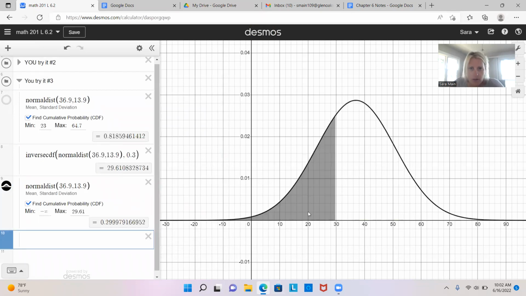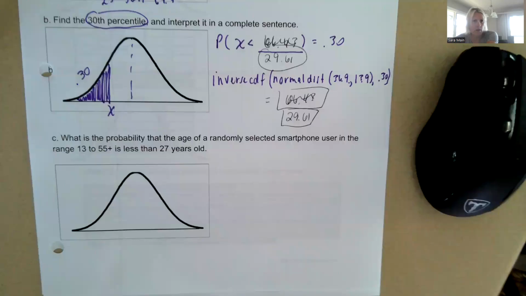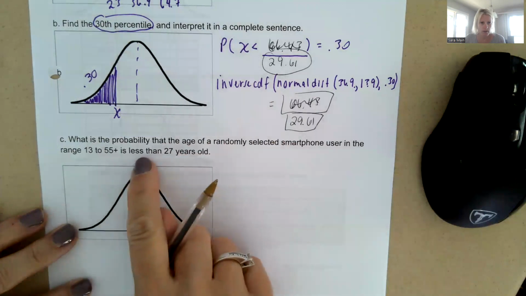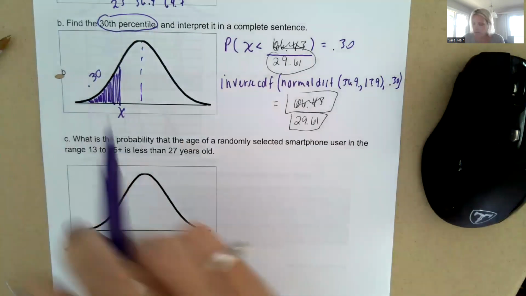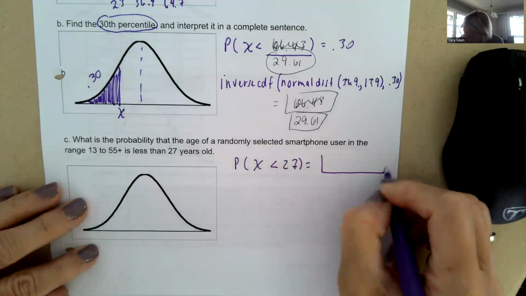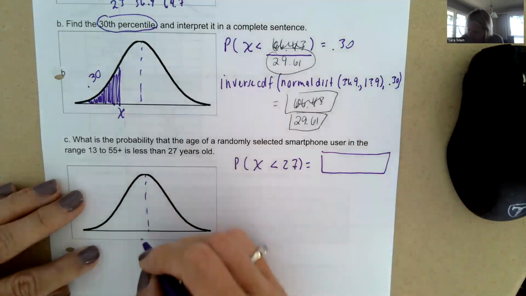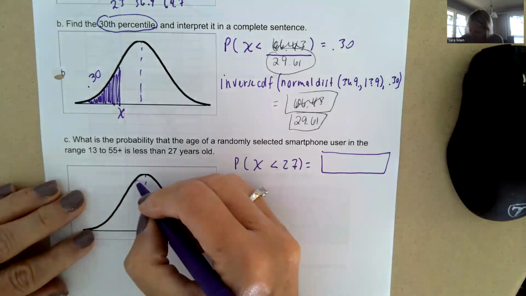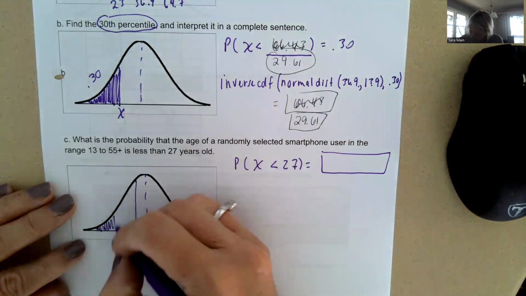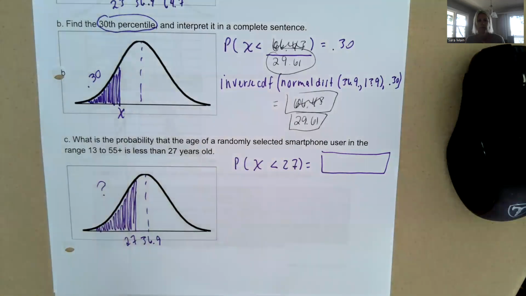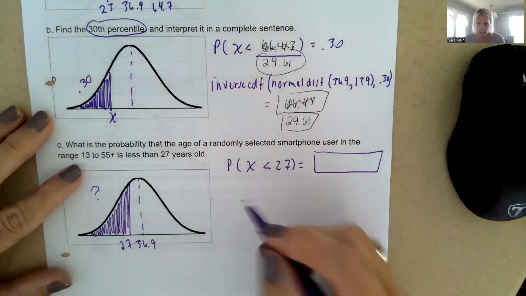Okay. Let's go back and look at this one here. It says, what is the probability that the age of a randomly selected smartphone user is less than 27 years old? So we want to know the probability of X being less than 27. Again, our mean is 36.9, so 27-year-olds are going to be to the left. And we want to know this area right here. That's the question.